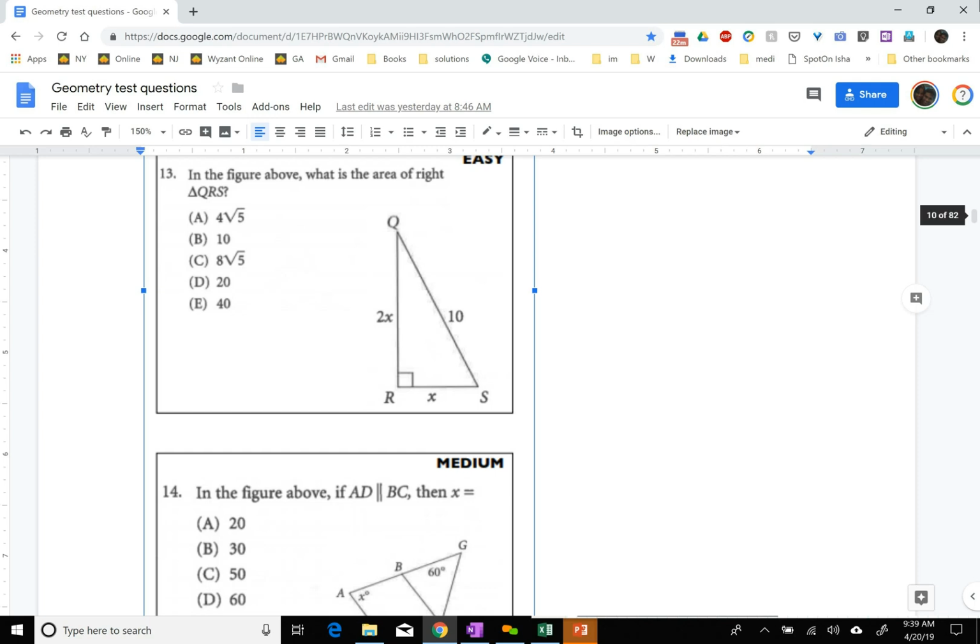We should use the Pythagorean theorem to find out what x is. So 2x squared plus x squared equals 100.